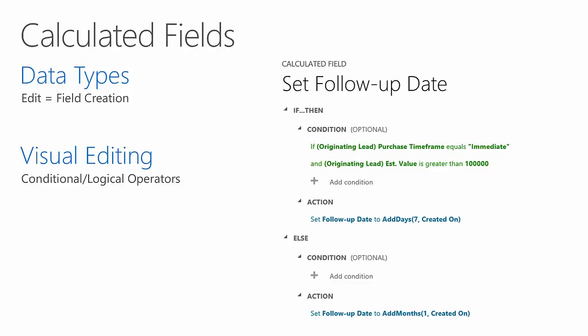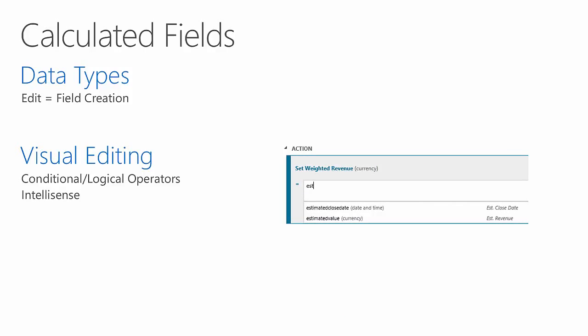One of the added functionalities of the editor, specifically for calculated fields, is IntelliSense. This allows a system customizer to type in the logical or display name of a field or function and get suggestions of that available field or function similar to what has been typed.